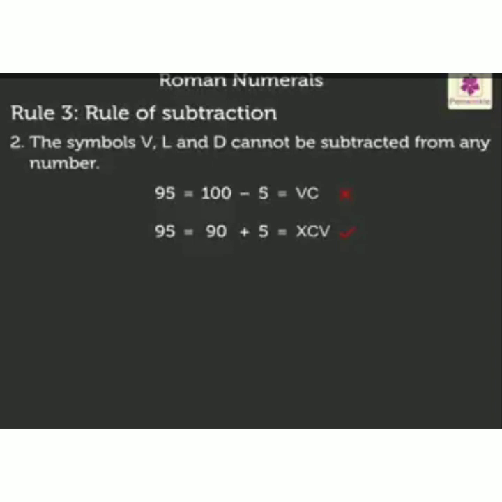Then the second rule of subtraction. The symbols V, L, D cannot be subtracted from any number. We know the symbols V, L and D cannot be repeated already, and also they cannot be subtracted from any number. For example, 95: I could not write 100 minus 5. I have to write 90 plus 5. That is, C is 100 minus 10 means X is left to the value, and plus 5 means V is right to the greater value. So XCV only I could write. That is the way to write the correct answer. VC I should not write.